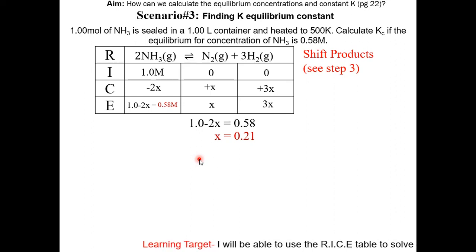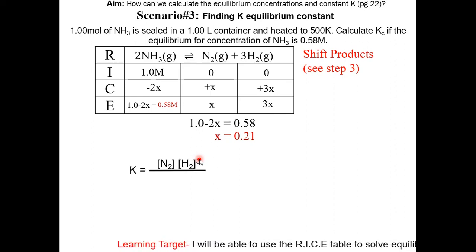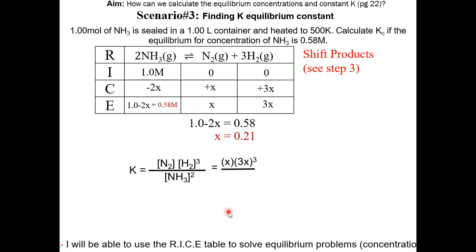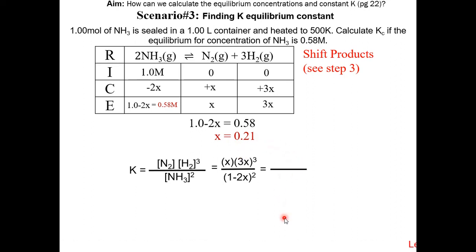The next step is to set up the K constant equation. K is equal to N2 times H2 cubed over NH3 squared. We plug in the equilibrium concentration into the K constant. Next, we plug in x into the equation. We get K as 0.16.